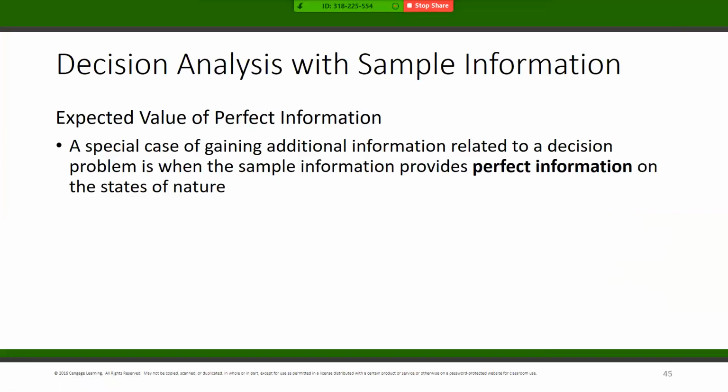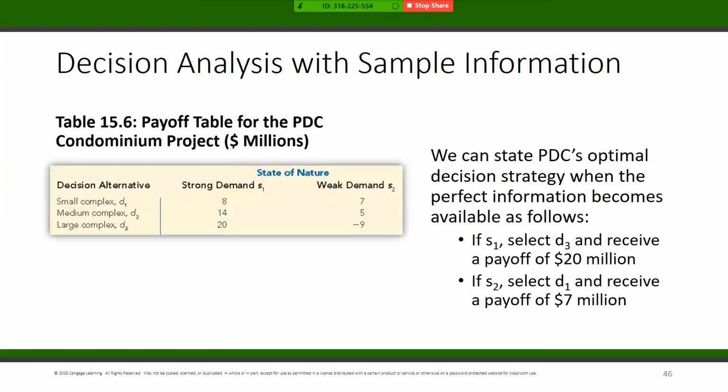Now, expected value of perfect information. A special case of gaining additional information related to a decision problem is when the sample information provides perfect information on the states of nature. Okay.